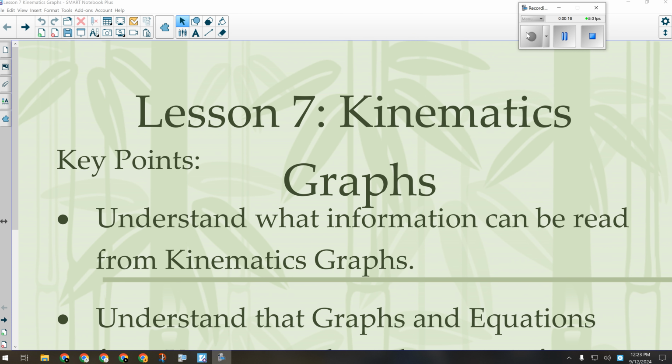Okay, so what we go over today, guys, should seem familiar from Science 10. We're going over position versus time graphs and velocity versus time graphs, which you did in Science 10. Same two graphs. Not going to ask you to do anything different with them in Physics 20 than you did in Science 10.